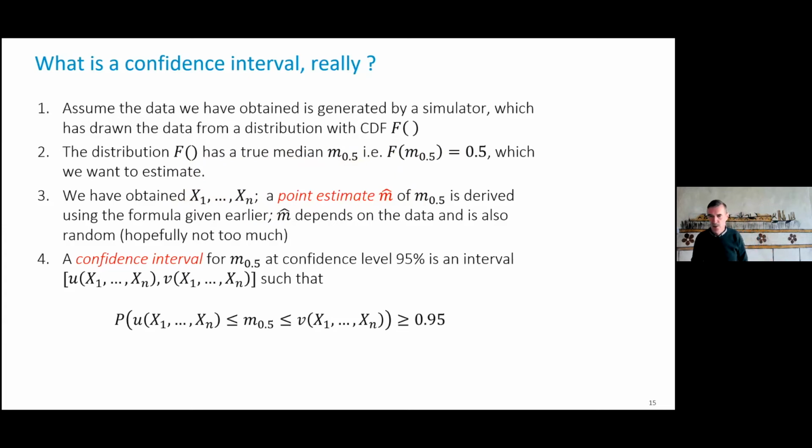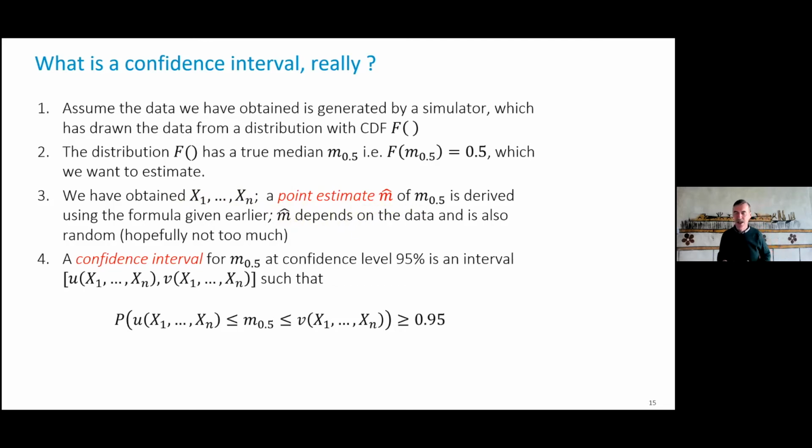We compute the histogram, we compute the empirical CDF, which means we sort all the data points. And if n is 99, the m hat is the value of the 50th data point in increasing order, the one that is in the middle of the distribution. That's m hat. The thing to realize is that m hat depends on the data.